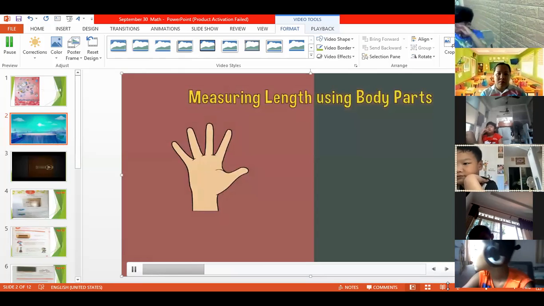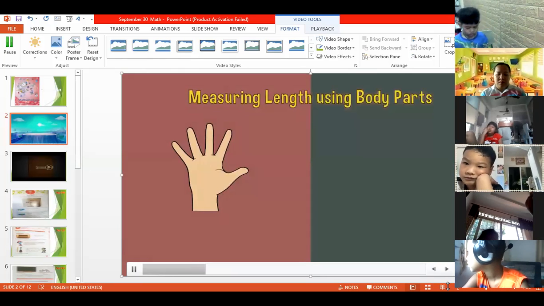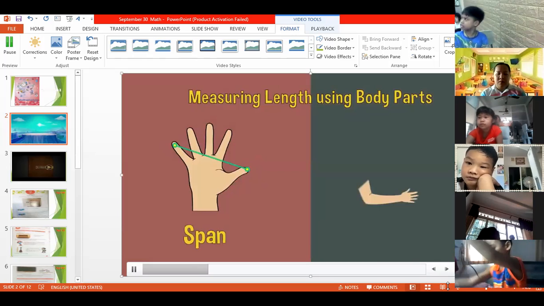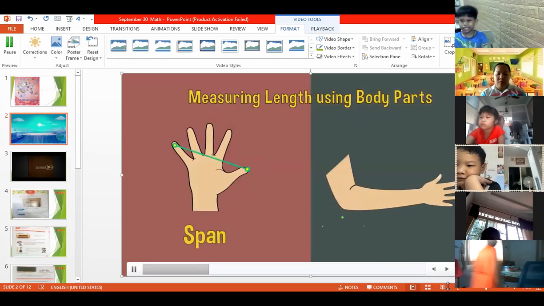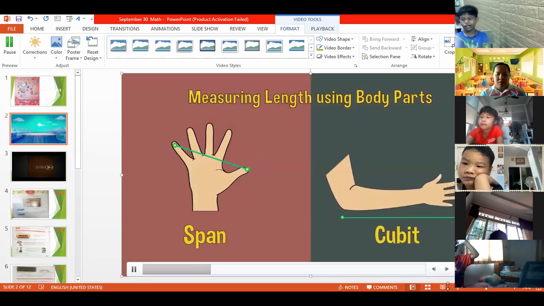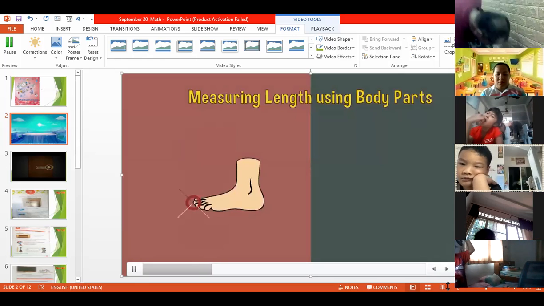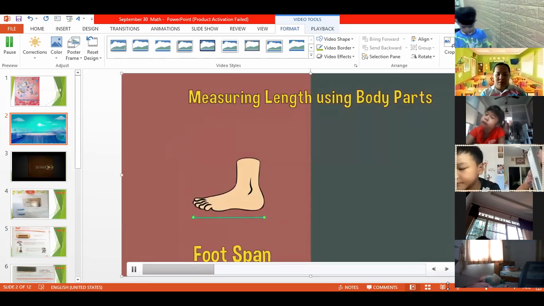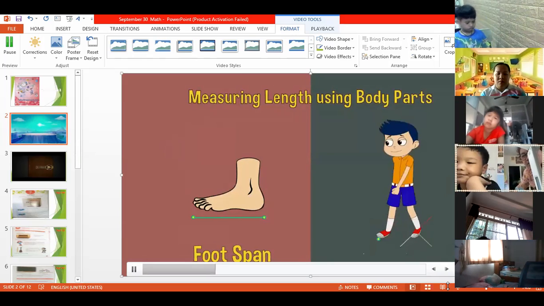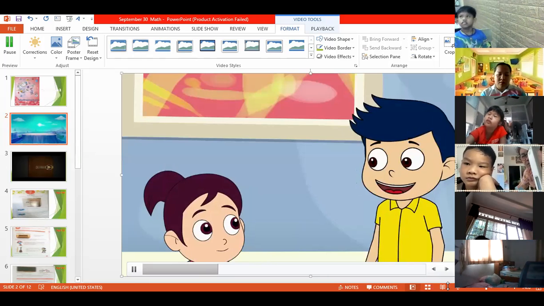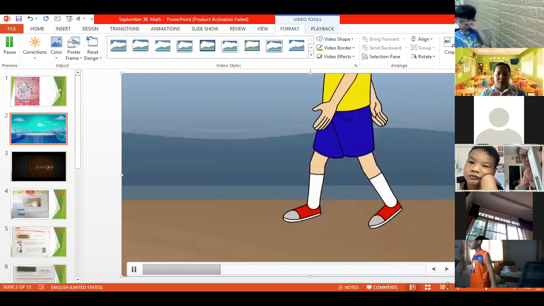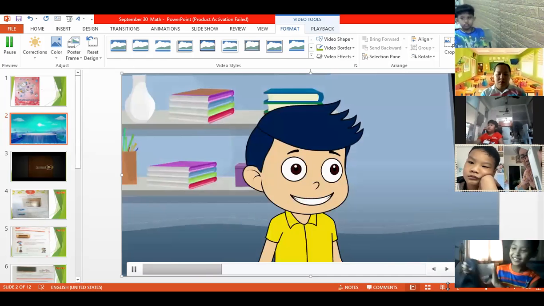When the palm of a hand is spread out, the distance between the tip of the little finger and the tip of the thumb is a span. The distance between the elbow and the tip of the middle finger is a cubit. The distance between the tip of the big toe and the end of the ankle is a foot span. The distance covered during a single step while walking is a pace. Let us measure the room length. 1, 2, 3, 4, 5, 20. The length of the room is 20 paces.